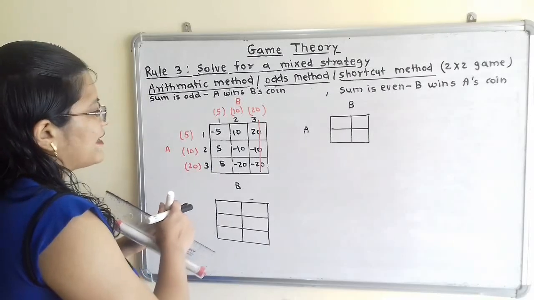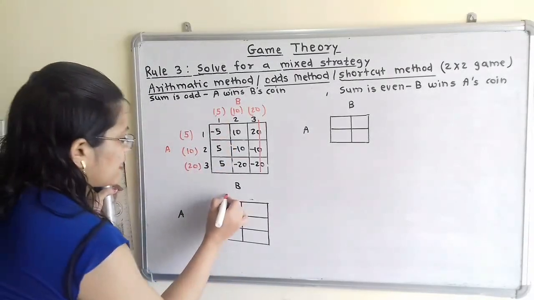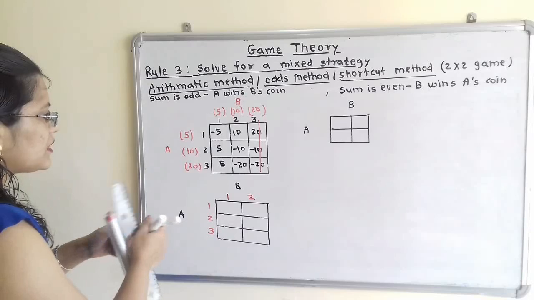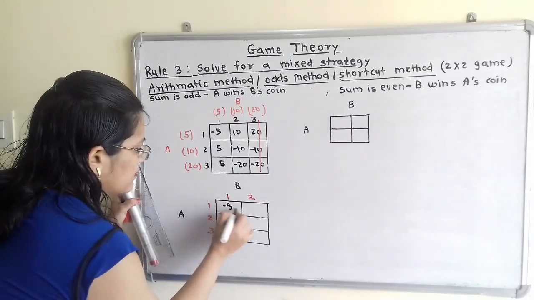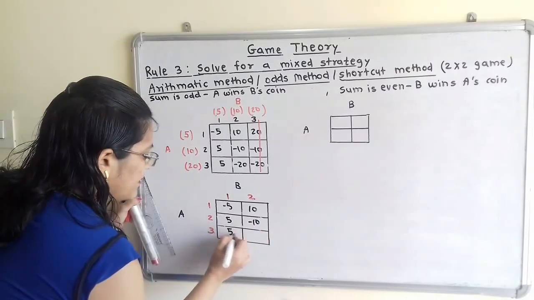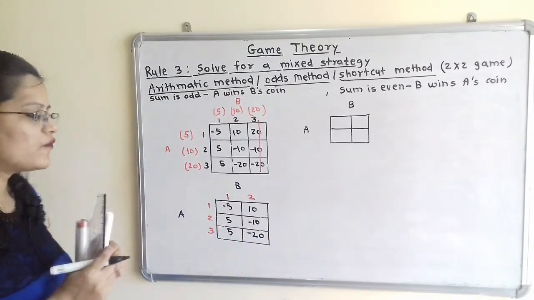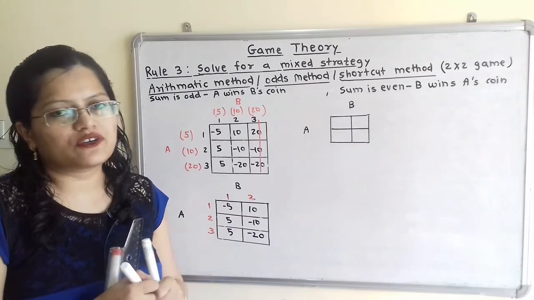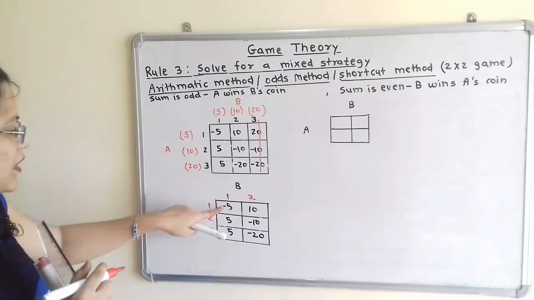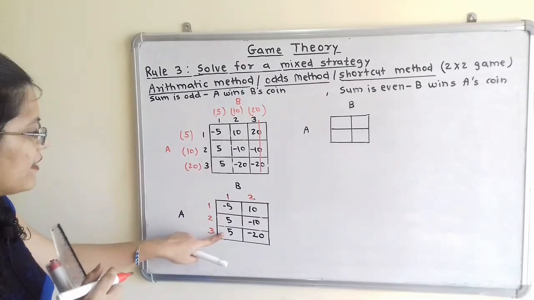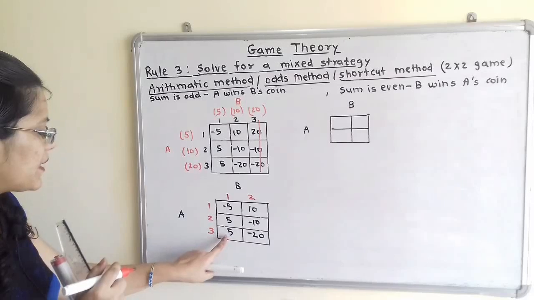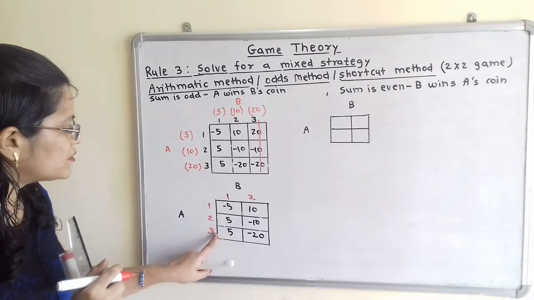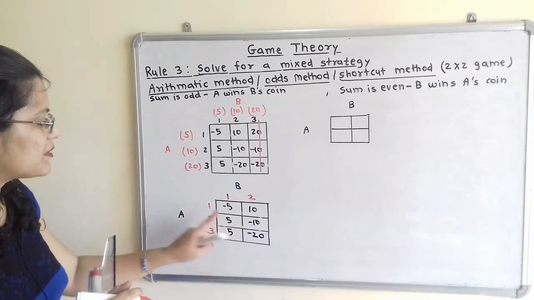So now we have to write the other columns and rows. Here I will write rows 1, 2, 3 and columns 1, 2. Now we will mention the elements. The remaining elements are minus 5, 10, 5, minus 10, 5, minus 20. Now again we have to find the dominated row. In a dominated row, every element should be less than or equal to the other elements. Here minus 5 is less than 5 and 5, but 10 is greater. So again we compare: 5 is equal to 5 and minus 20 is less than minus 10. So this row number 3 is the dominated row and it is dominated by row number 2.